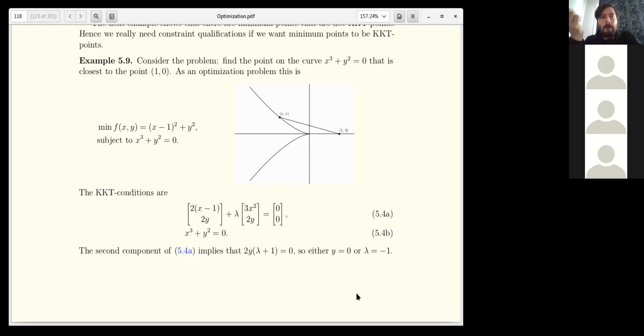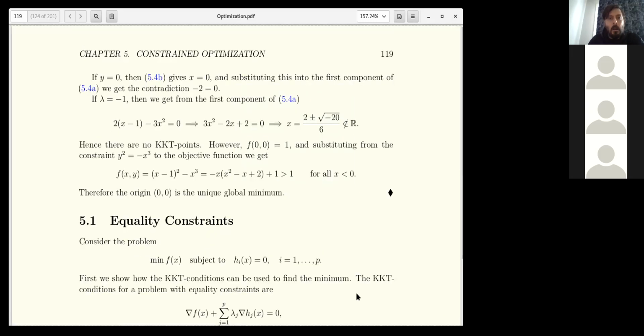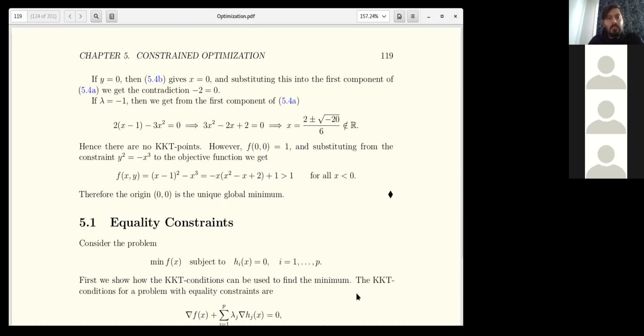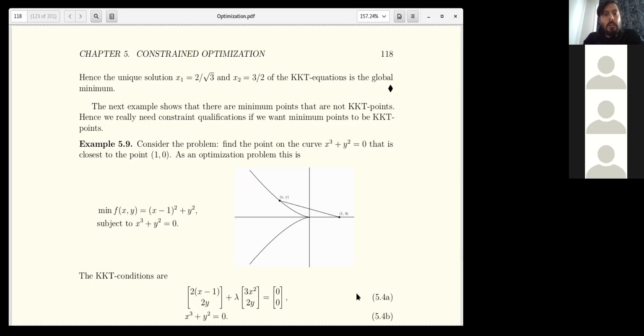The question now before us is why? What is it in this problem that makes it a problem? And how can we detect this? This doesn't explain what the problem is here. But let's look at the gradient of the equality constraint. Let's look at this part here, 3x squared and 2y. What does it say? What is the value of the gradient at the origin?